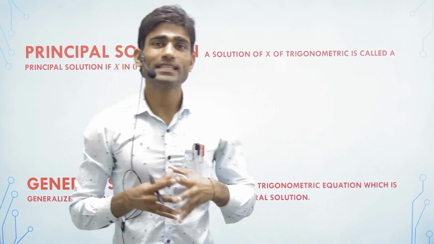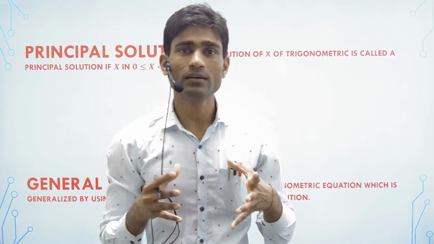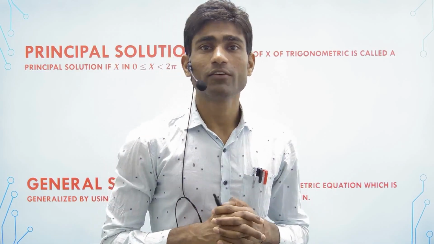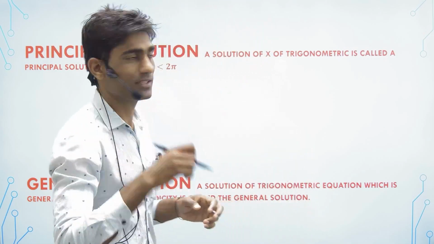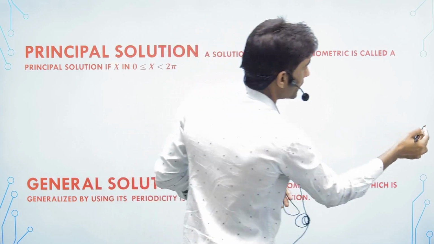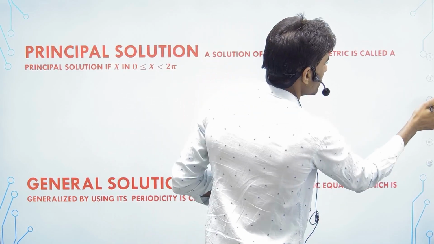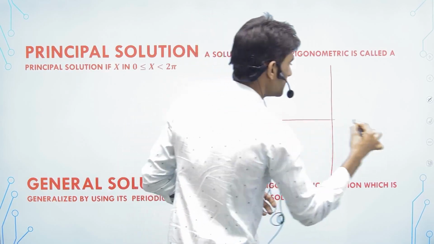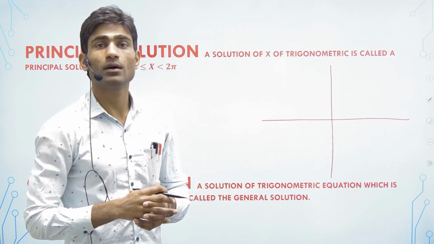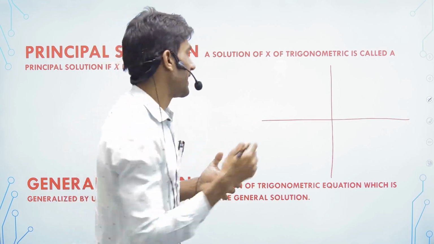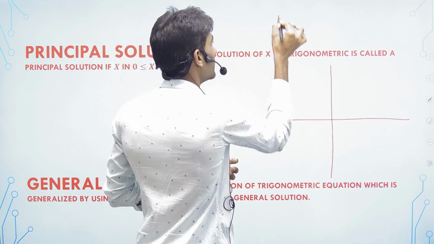So in our next part, we'll see some of the general solution and allied angles, which is useful for our further examples. Okay, so in our general solution, first of all, we need to understand the allied angles. Allied angles, what is it?